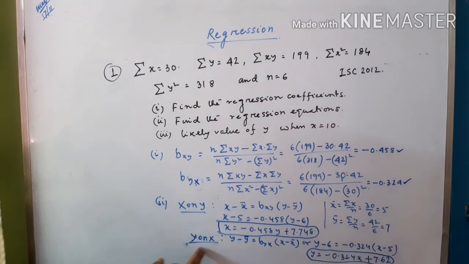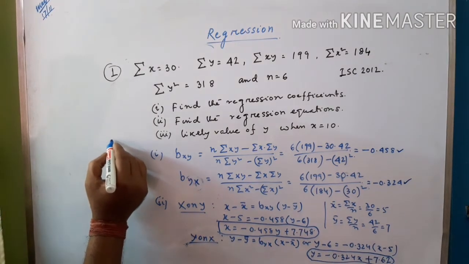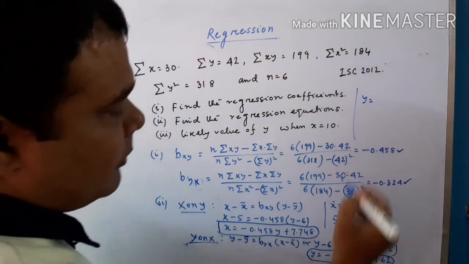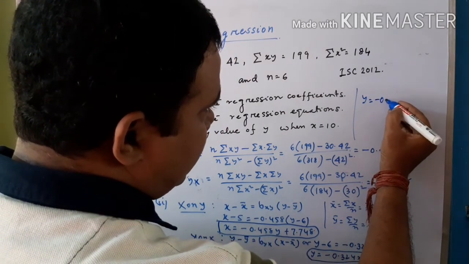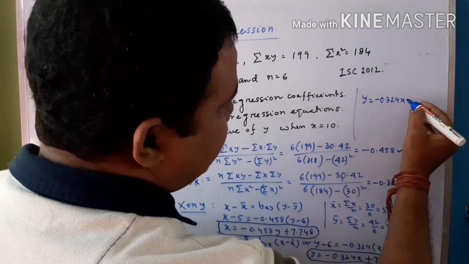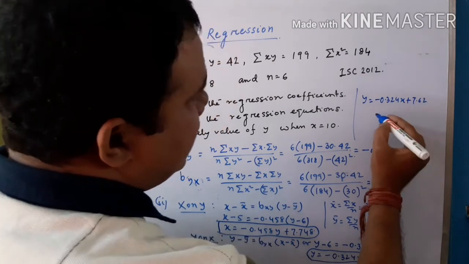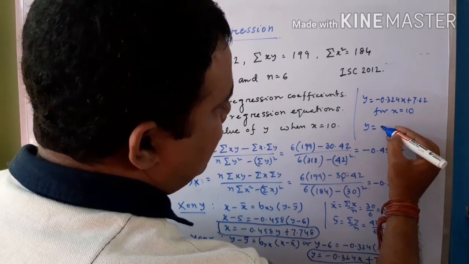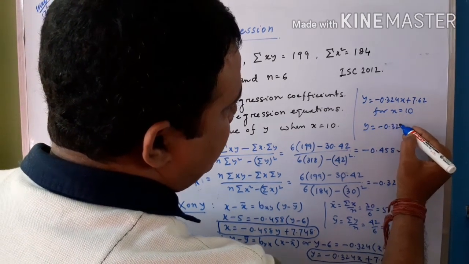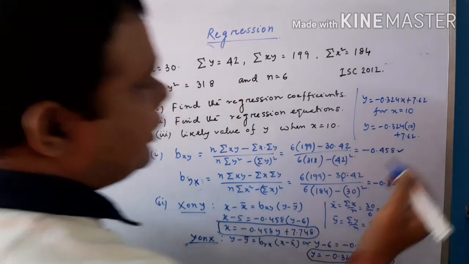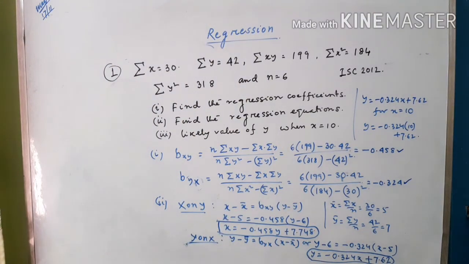That means we use the equation y on x, and y on x is y equals, here I am working out, y equals minus 0.324x plus 7.62. Here we put x equals 10. So y equals minus 0.324 into 10 plus 7.62. Now you will calculate the value by using your calculator.